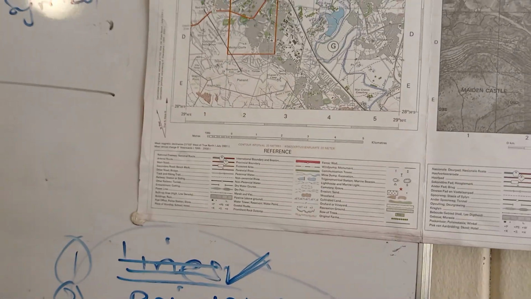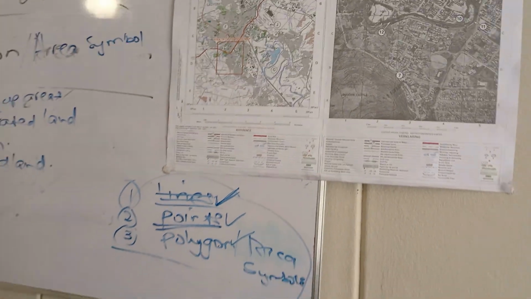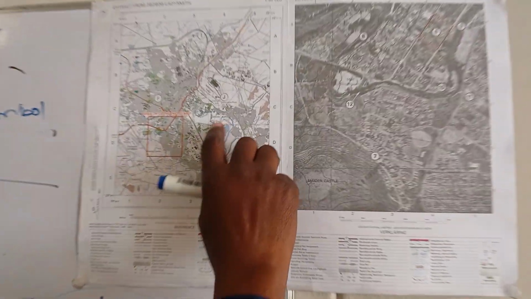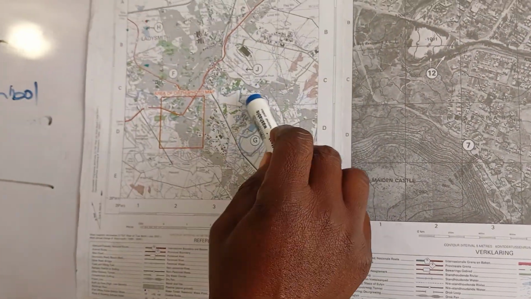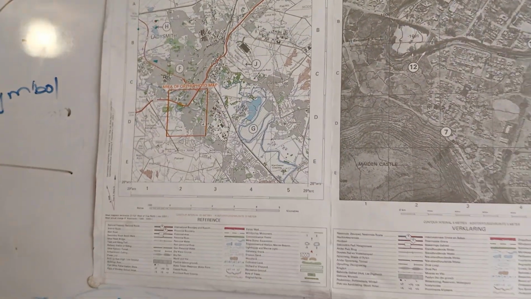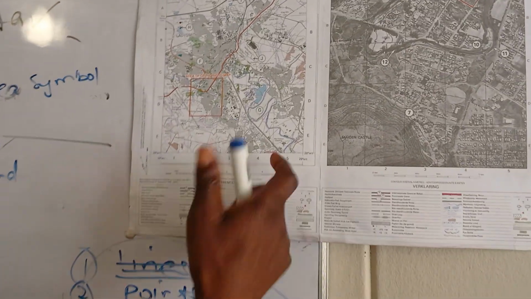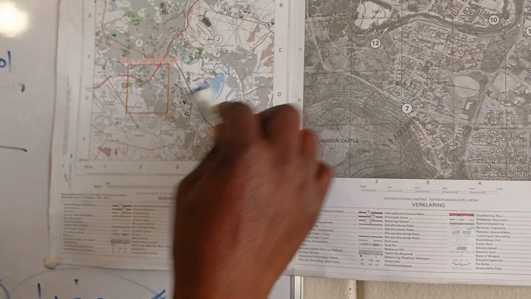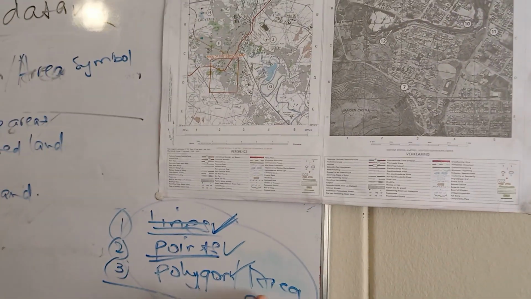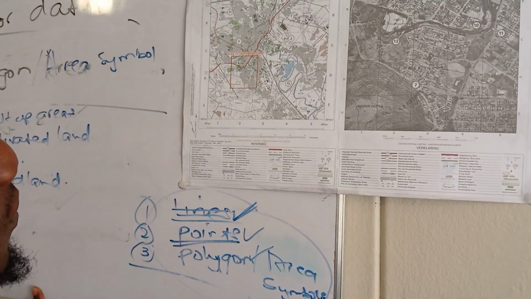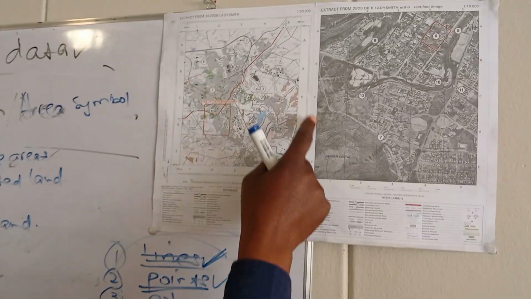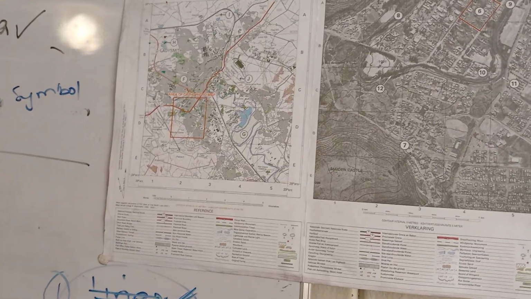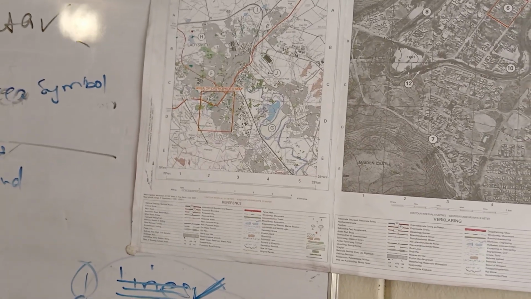Then lastly, like I've already said, we have what you call the area symbol or the polygons. We have talked about the dam, the wall of this dam. The wall of this dam that you can see in blue is a polygon or area symbol. We have talked about the cultivated area, the one that you can see here. It's also an example of a polygon or an area symbol. We have also talked about the built-up area. It's an example of what we call the area symbol.